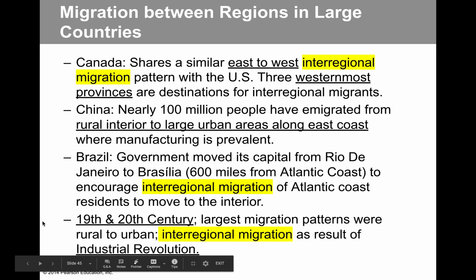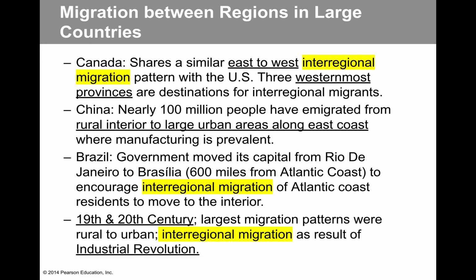Interregional migration in Canada is similar to the U.S. It's westward, moving to the west of British Columbia, where there's Vancouver. China is moving from the rural to interior urban cities along the east coast. Brazil is moving inward from Rio de Janeiro to the forward capital of Brasilia. And then in the 19th and 20th century, we see interregional migration as a result of the Industrial Revolution.